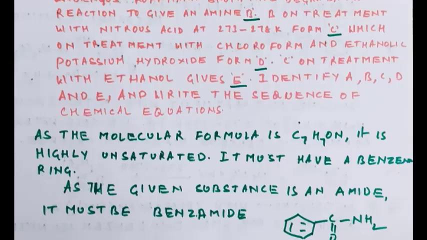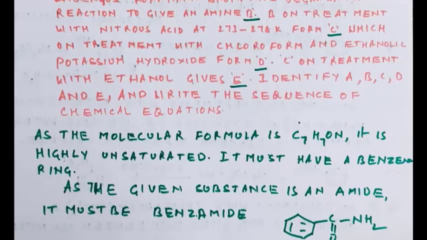An amide A with molecular formula C7H7ON undergoes Hoffmann bromamide degradation reaction to give an amine B. B on treatment with nitrous acid at 273 to 278 Kelvin forms C, which on treatment with chloroform and ethanolic potassium hydroxide forms D. C on treatment with ethanol gives E. Identify A, B, C, D and E and write the sequence of chemical equations.